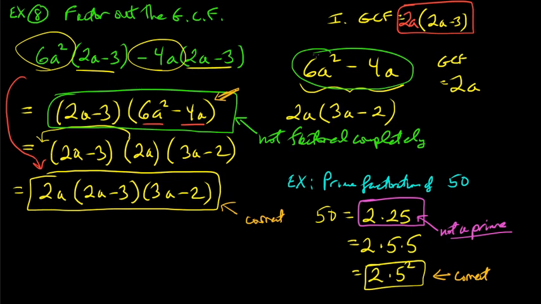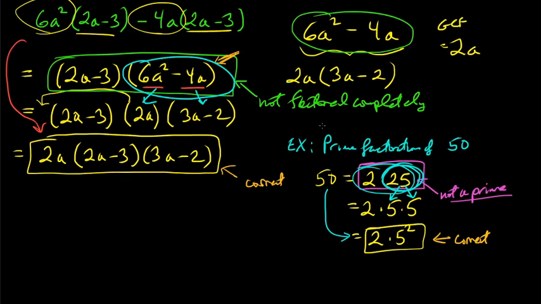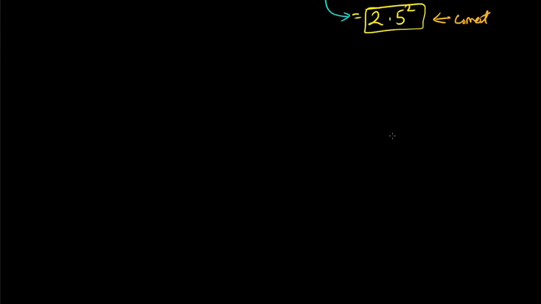So sometimes you don't have to do everything all at once. You can break it down into steps. The same thing with the 50. We didn't have to break it down into 2 times 5 squared right away. We can break it down into 2 times 25 first, as long as you recognize that you're not done with the 25. Because it's not prime, you had to factor that again. So the same thing here. This is not prime. We had to factor that one more time. Makes sense? All right, so maybe we'll do one more and then we'll move on.